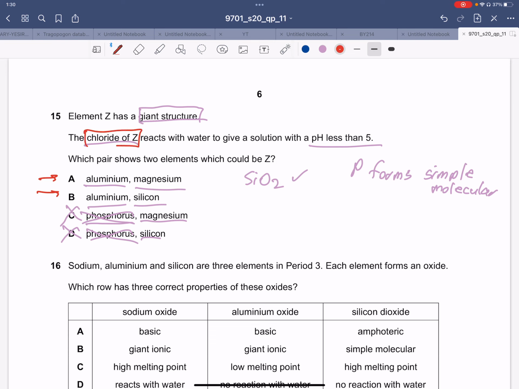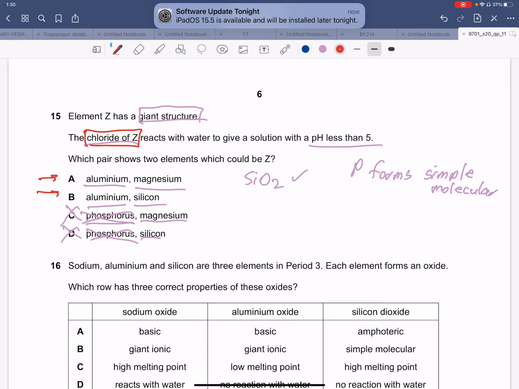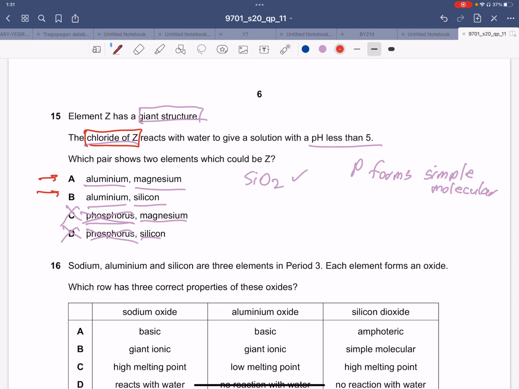The chloride of Z reacts and forms a pH less than 5. So what you want to know is the reactions that these molecules have with each other. So when you look at magnesium chloride, actually, let's just start with aluminum since it's first. When you look at aluminum metal, aluminum will form AlCl3 because aluminum has a +3 charge and chlorine has a -1 charge.